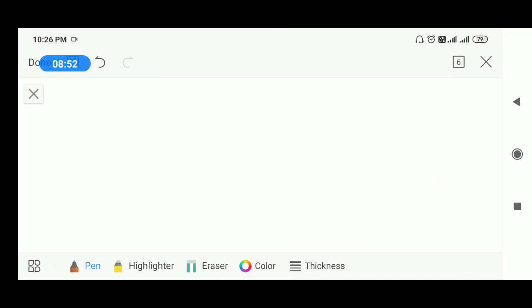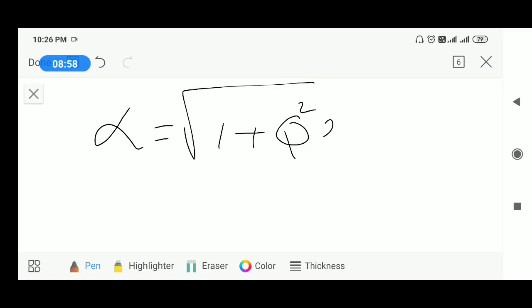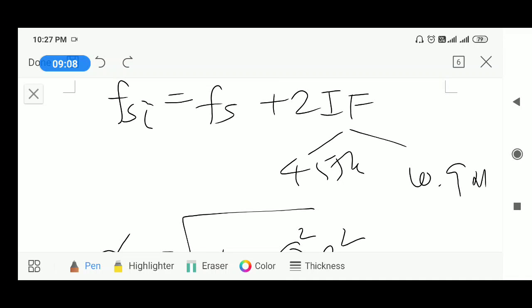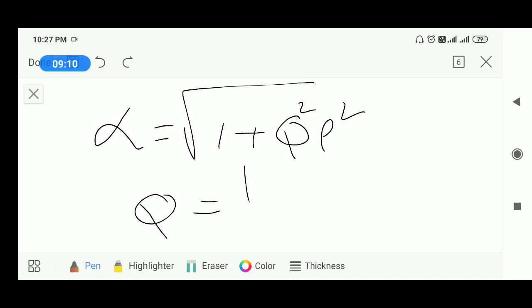And image frequency rejection ratio is given by alpha, that is equal to 1 plus Q square into rho square, where Q is equal to quality factor, whose formula is resonant frequency by bandwidth. It's a unitless quantity.